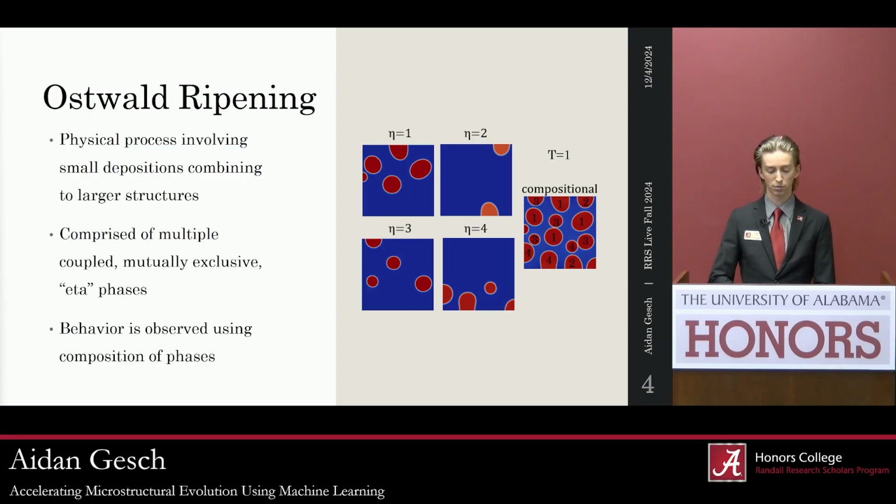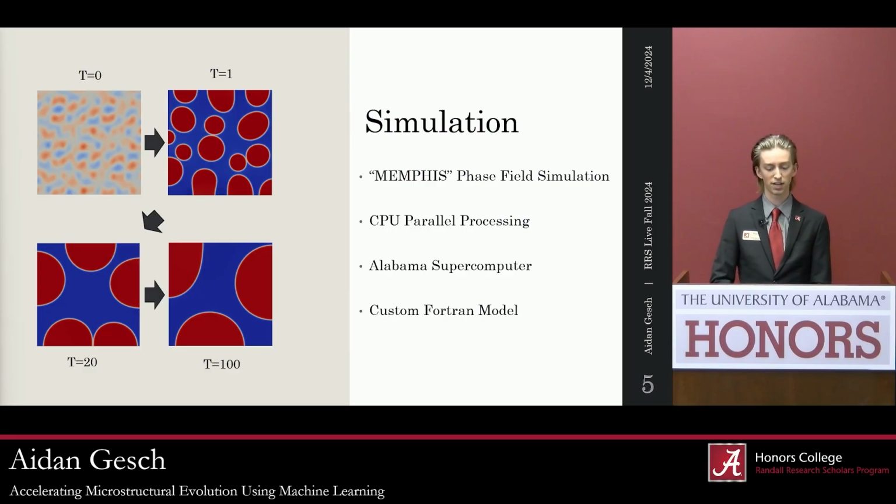This process is applicable to specific situations like annealing metals and forming alloys, but in this case, it just serves as a general microstructure evolution which I can apply machine learning to. As previously mentioned, these microstructure evolutions can be simulated on a computer. My research lab uses MEMPHIS, which stands for the Mesoscale Multiphysics Phase Field Simulator. It is developed by the Sandia National Lab.